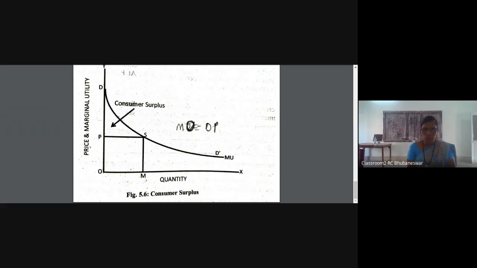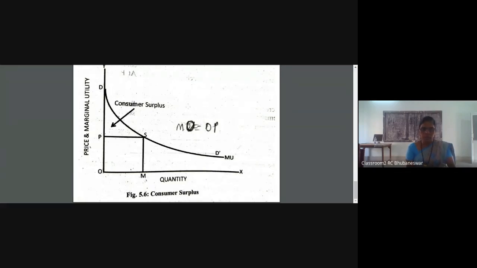If OP is the price that prevails in the market, then the consumer will be in equilibrium when he buys OM. The equilibrium point is S. At the point S, he buys OM quantity of the good and OP is its price. For the OM units, the marginal utility from a unit of the commodity is equal to the price OP.